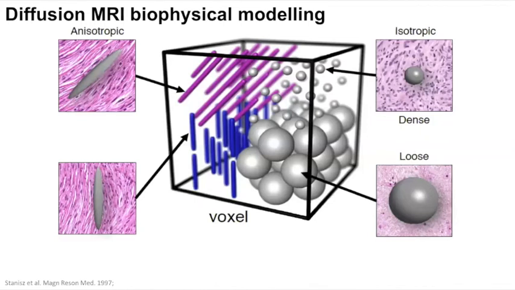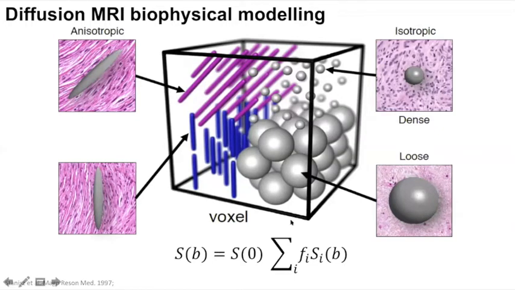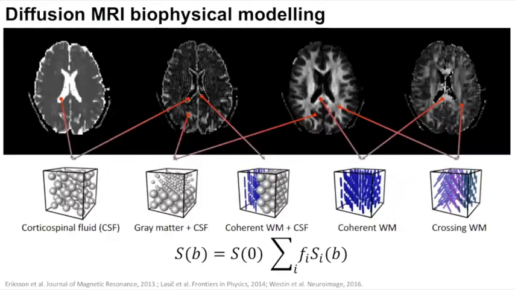In biomedical or biophysical modeling of the diffusion MRI signal, we often consider that there are different compartments within each voxel, and then the total signal can be written as the sum of the signals in these individual compartments. And each voxel in the brain is built up in a different way.